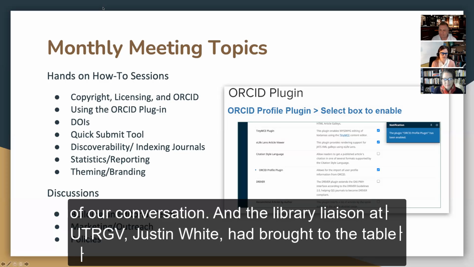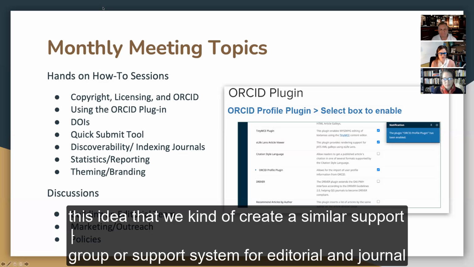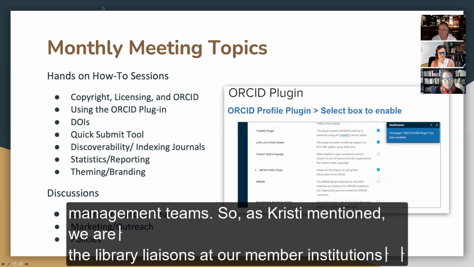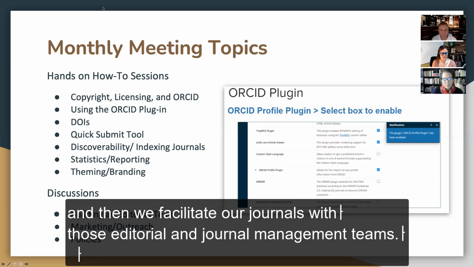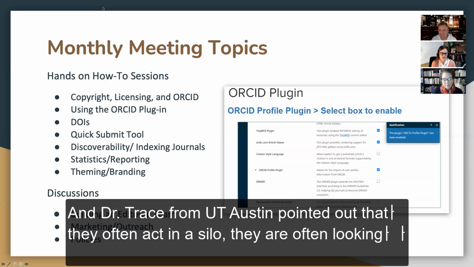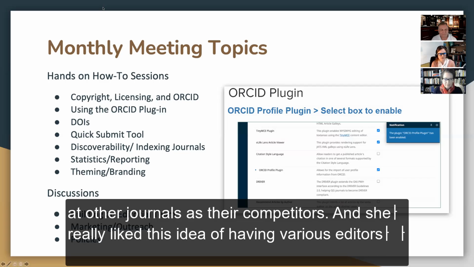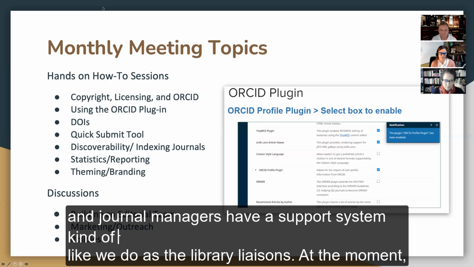And the library liaison at RGV, Justin White, had brought to the table this idea that we create a similar support group or support system for editorial and journal management teams. As Kristi mentioned, we are the library liaisons at our member institutions, and then we facilitate our journals with those editorial and journal management teams. Dr. Trace from UT Austin pointed out that they often act in a silo. They are often looking at other journals as their competitors. And she really liked this idea of having various editors and journal managers have a support system, kind of like we do as the library liaisons.